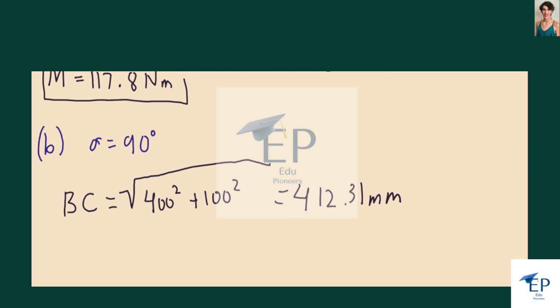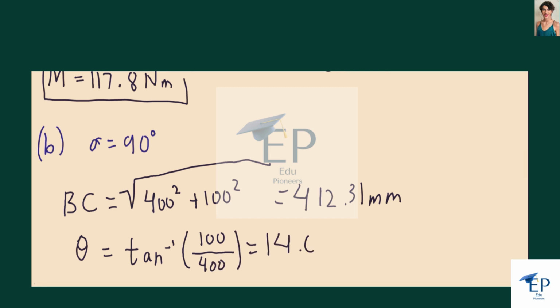And solving for theta, the angle theta in the free body diagram, this is equal to the tangent inverse of 100 over 400, which is equal to 14.036 degrees.